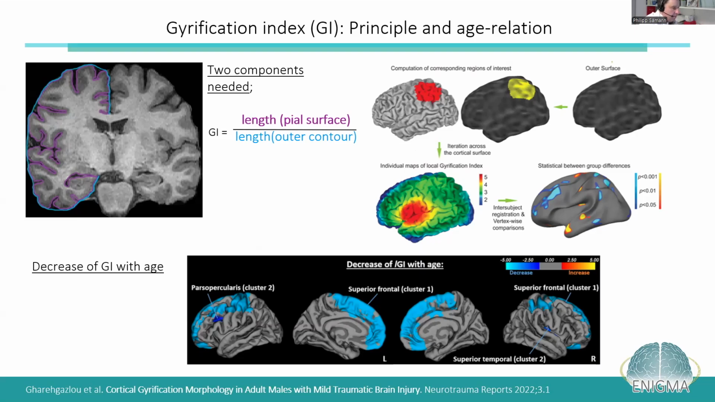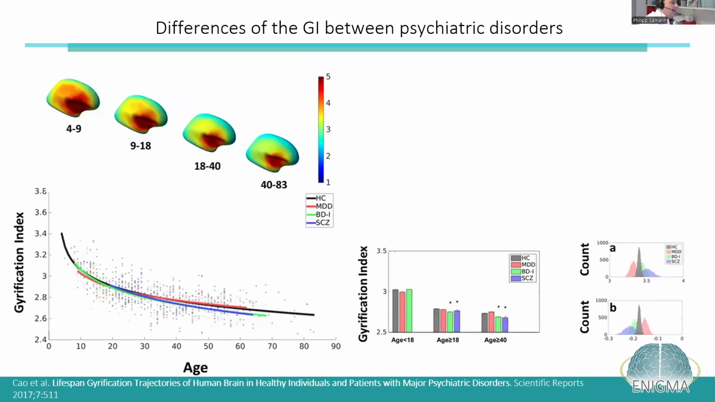And in this example publication, the authors demonstrated that particularly the frontal areas show a decrease of the gyrification index with age, which is quite interesting, knowing that the frontal parts of the brain are, of course, evolutionarily younger. This gyrification index not only declines with age, but it also seems to decline slightly differently in certain psychiatric conditions, for example, bipolar disease type 1 or schizophrenia.